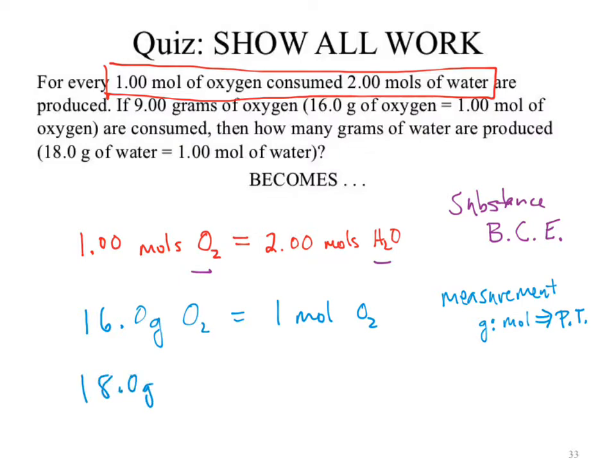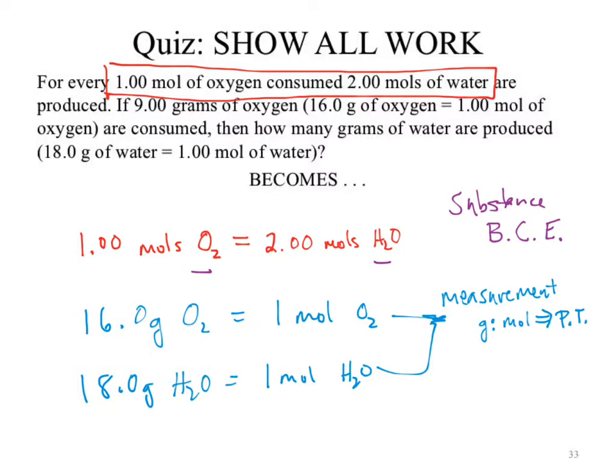18.0 grams of water, H2O equals 1 mole of H2O. What did we convert with that? What changed as we go from 18 grams of water to 1 mole of water? It's a measurement conversion. What measurement conversion are we doing? Grams to mole. Where do I find grams to mole? It's also on the periodic table.